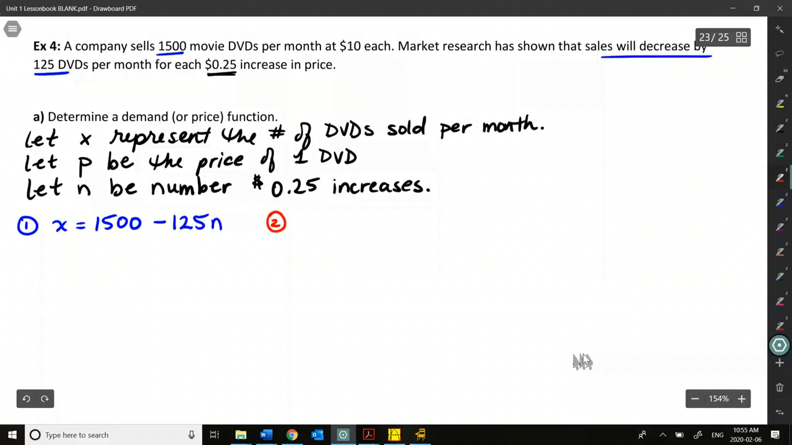Second equation, I can also determine the price of the DVDs. They're being sold at $10 each currently, but we're thinking about increasing the price by 25 cents. It depends on how many times we do that, so we need to multiply it, obviously, by the number of times we increase that 25-cent price.